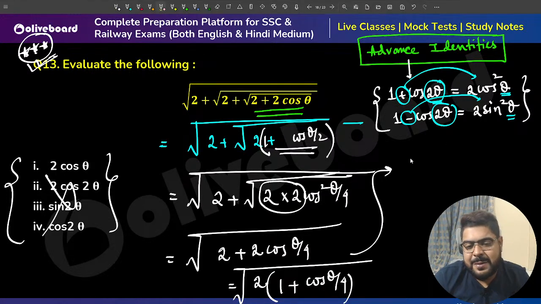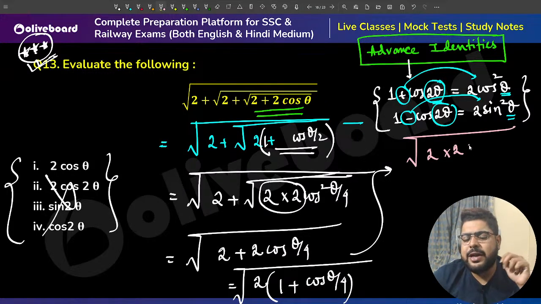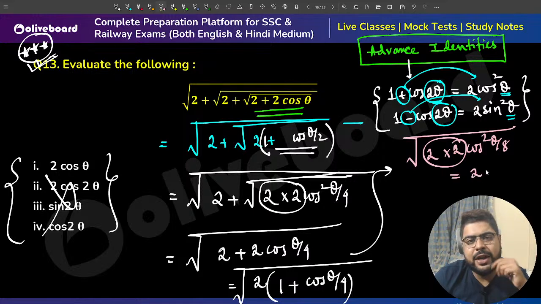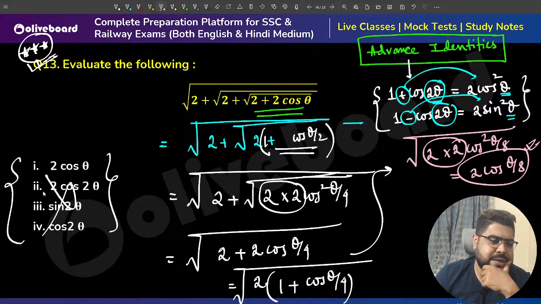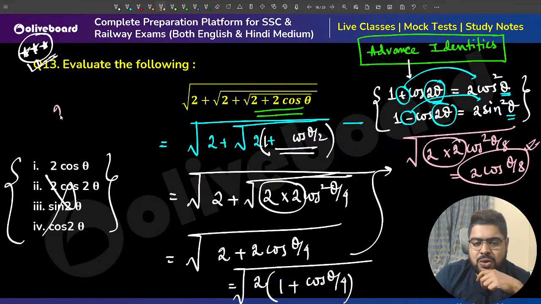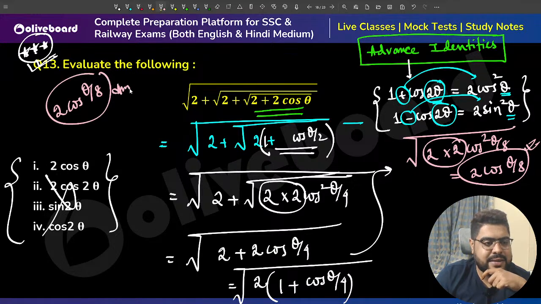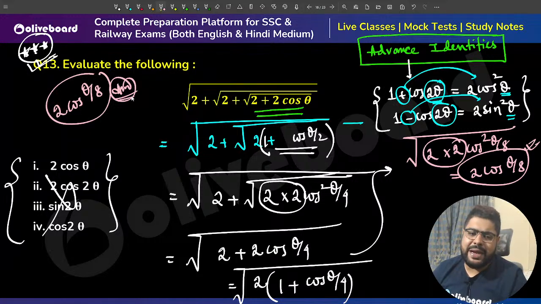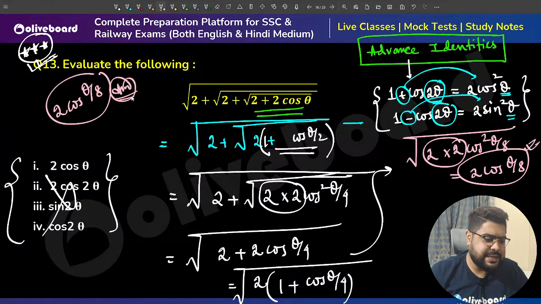It will again be square root 2 into this 2. 1 plus cos theta by 4 means 2 cos square theta by 8. Again, 2 2's mean 1 2 will come out, and cos theta by 8. This will be your answer. Not this one, it will be 2 cos theta by 8. This is your answer. Some mistake while typing, my typist might have made a mistake. So this is the answer, not this one. None of these can ever be the answer.